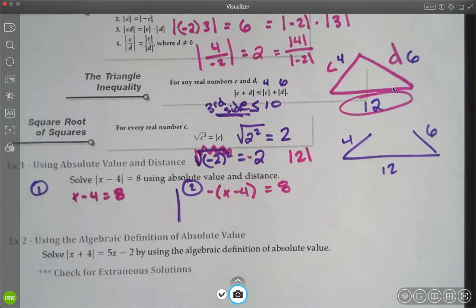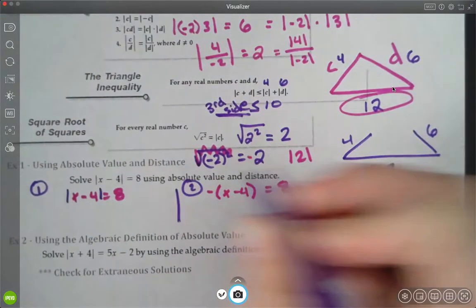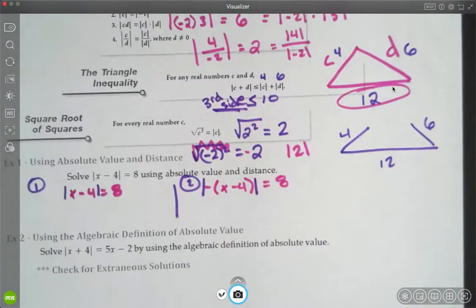Okay? x minus 4 is equal to 8. That is just basically dropping the absolute values, okay? So this guy should be the same as that guy, right? If I take the absolute value of negative x plus 4, this is the same thing as that, right? So that's why we have to have 2 separate cases, because the positive and the negative have the same absolute value. So when we're solving for it, we have to have two separate cases. Does that make sense to you?